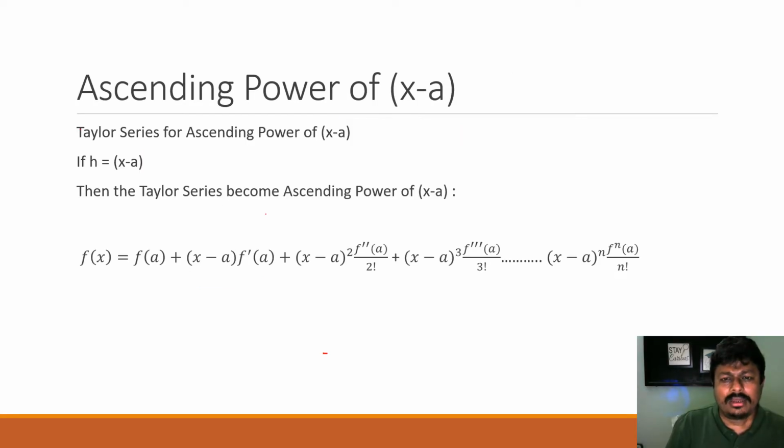Now you see, let us say that in the earlier series we have said that x is actually h plus a. So h will be x minus a. Then this can be put into f of x, right? And then the earlier series will change into this form. Okay, and this is also known as the Taylor series in ascending powers of x minus a, right?